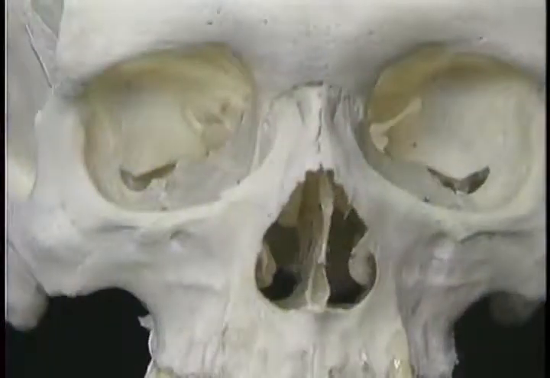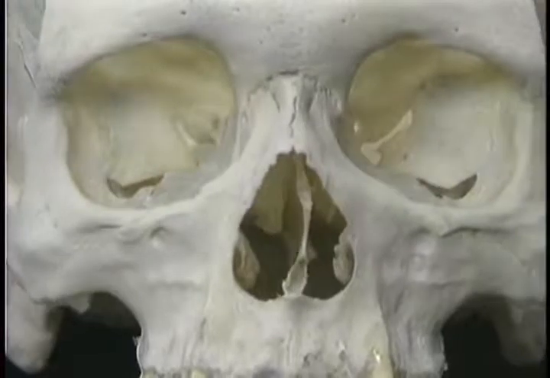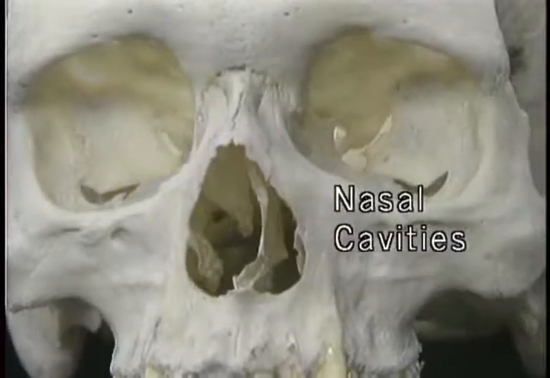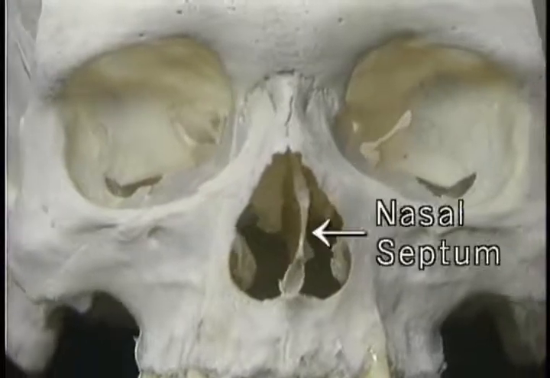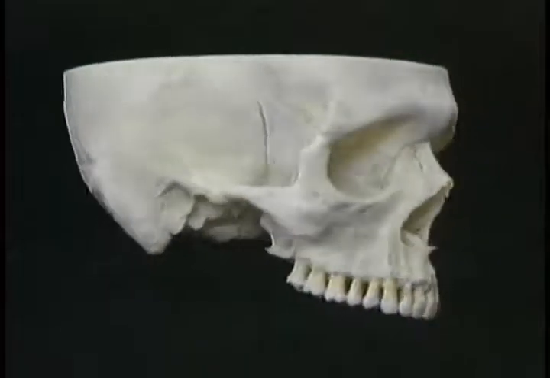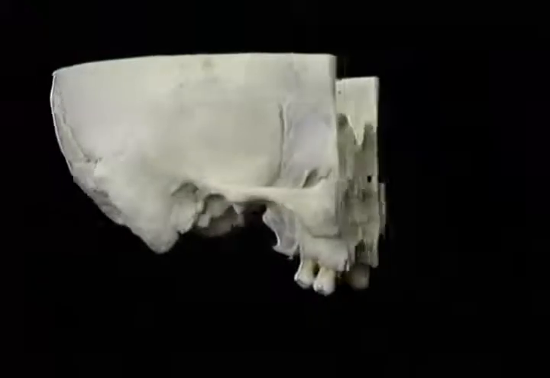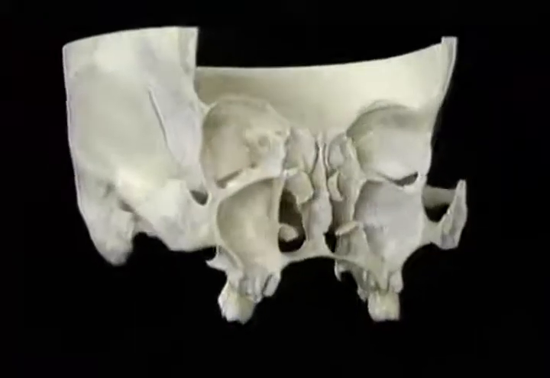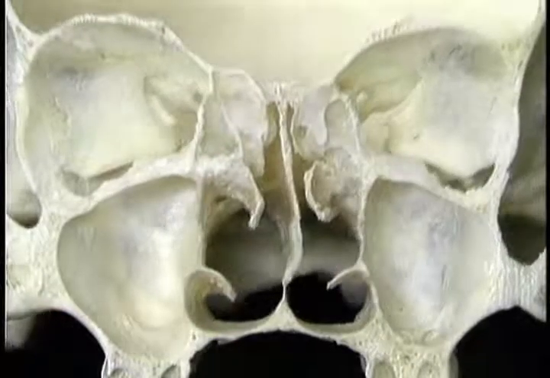The bony opening for the nose is called the piriform aperture. Inside it, there are 2 nasal cavities, a right and a left, separated in the midline by the nasal septum. To get a better look inside, we'll divide the skull in the frontal plane along this line. There's a lot to see here. Let's get ourselves oriented.